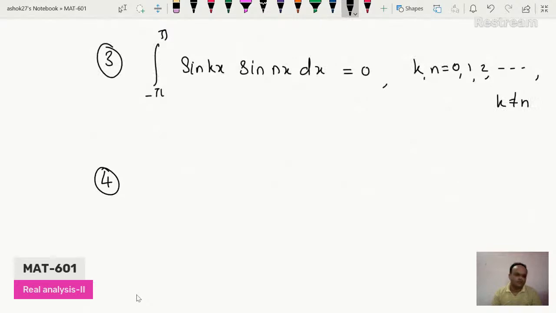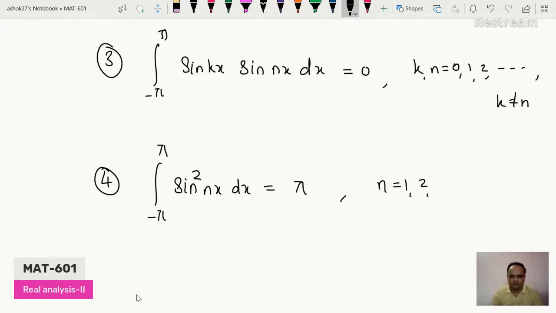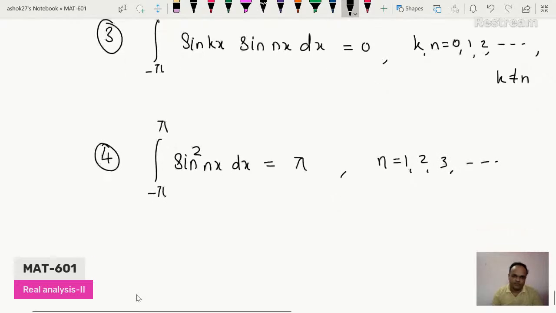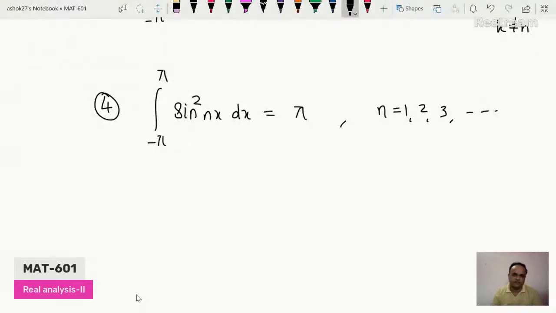Fourth result, it is integration from minus pi to pi of sin square nx dx, and the value of this integration is always pi. So if n equal to 0, naturally if you take n equal to 0, that will be sin 0, and in that case value of this integration will be 0. So otherwise always the value of this integration is pi. So here n varies from 1 and it goes to plus infinity. Basically n equal to 0, then directly you will get the value of this integration 0.